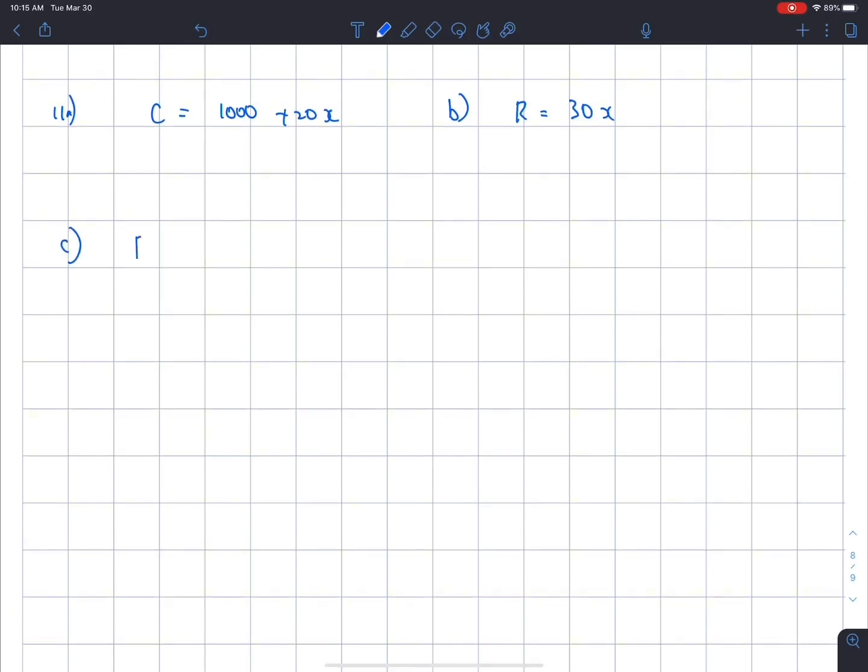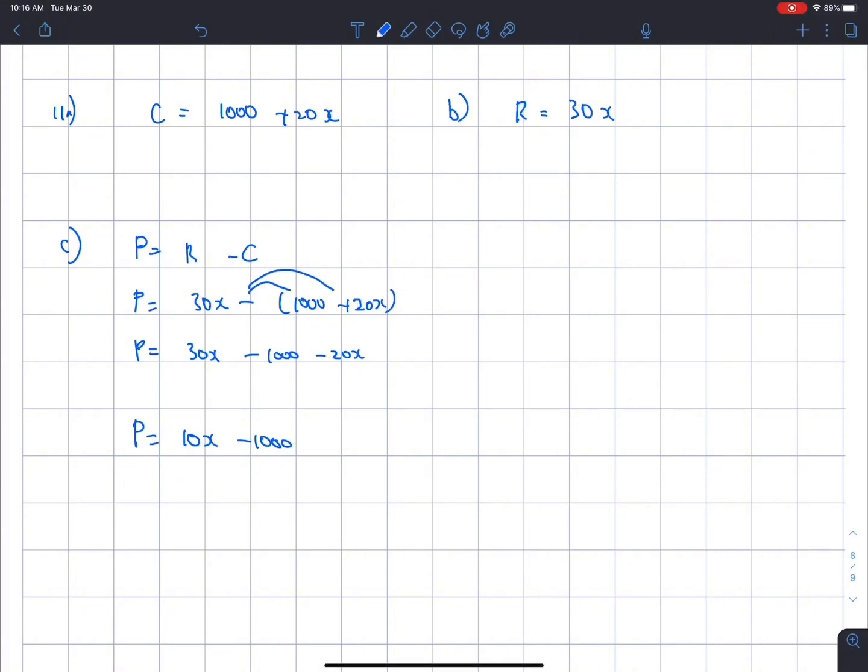The profit equation will just be revenue minus cost. Revenue is 30X. Cost is 1,000 plus 20X. So profit is 30X minus 1,000 minus 20X. We distribute this negative sign. We get P equals 30X minus 20X is 10X, so 10X minus 1,000. Find the break-even number of items per month.